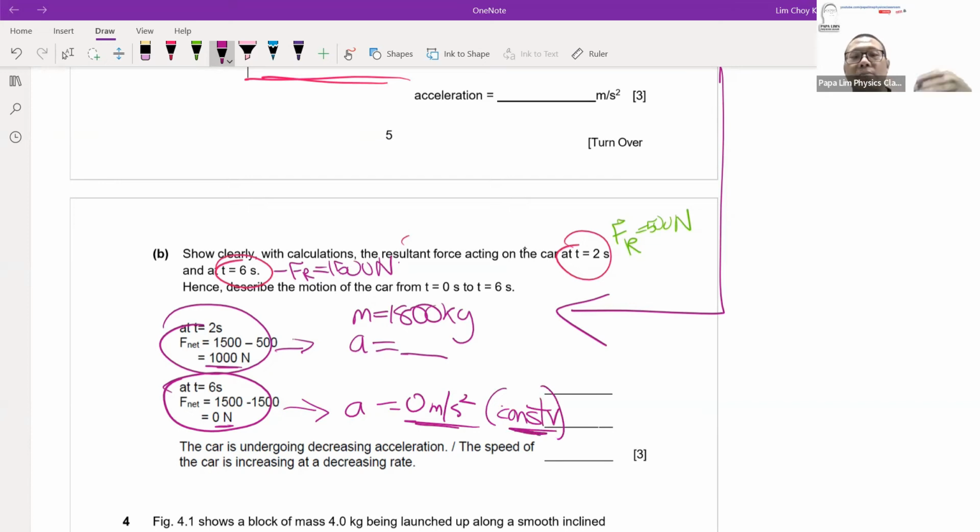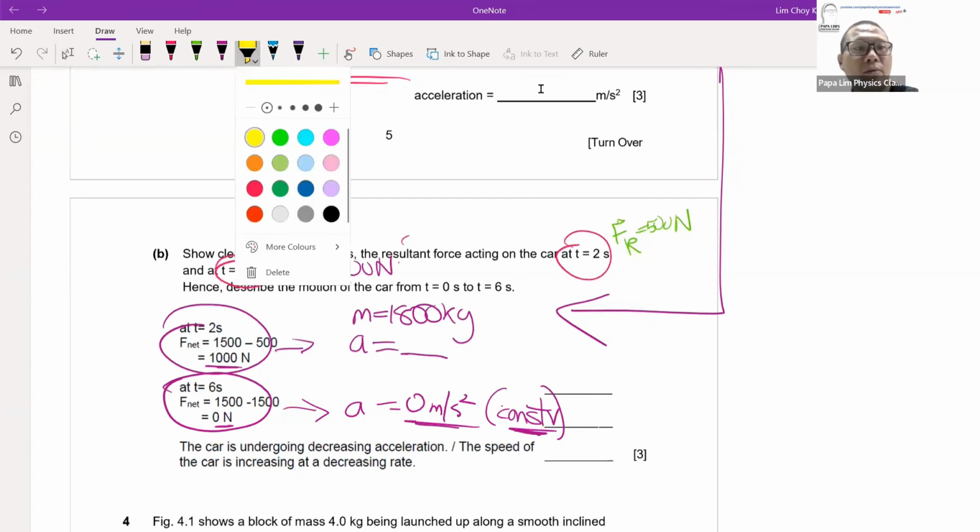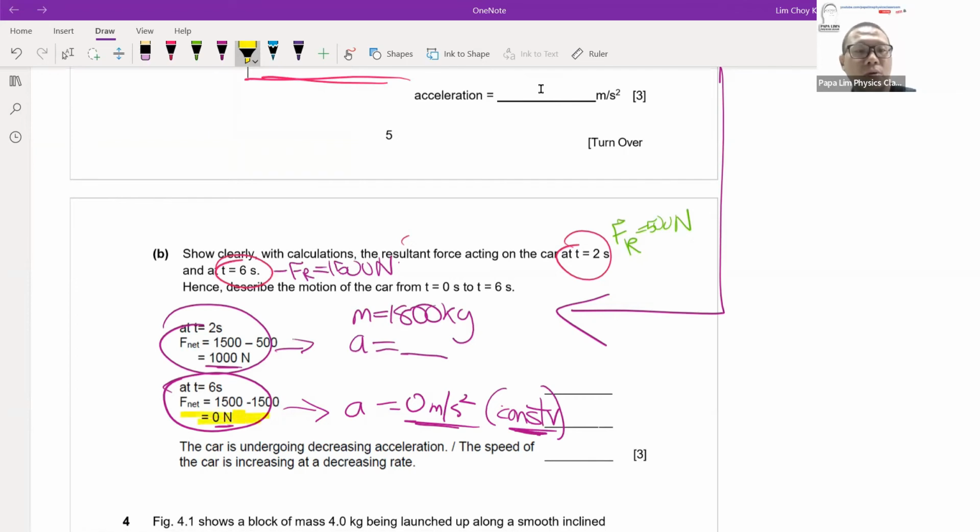So this is the information that is embedded inside the calculations. Remember, the calculations and explanation are not separate issues. They work hand in hand. They complement each other. With your calculations, you can deduce the behavior of the acceleration of the object, and indirectly deduce the behavior of the object here. Again, which is what the question is trying to tell you.